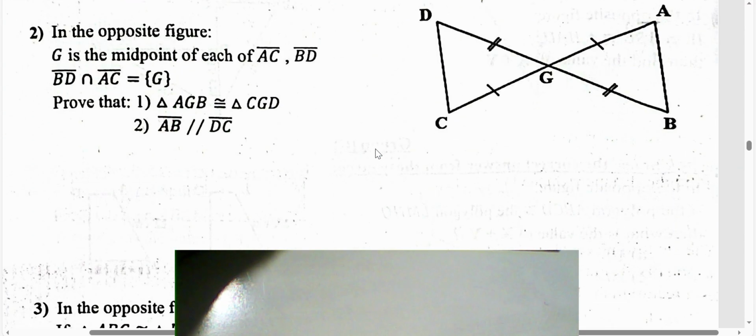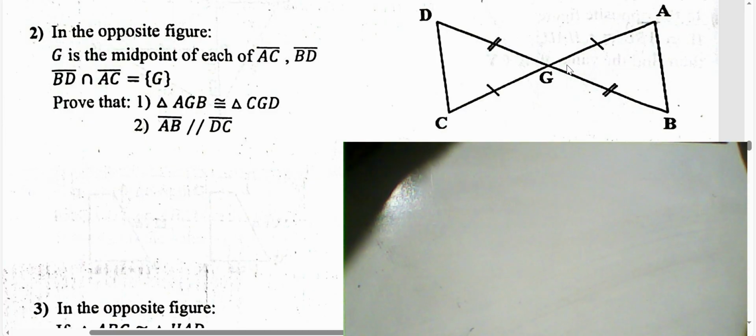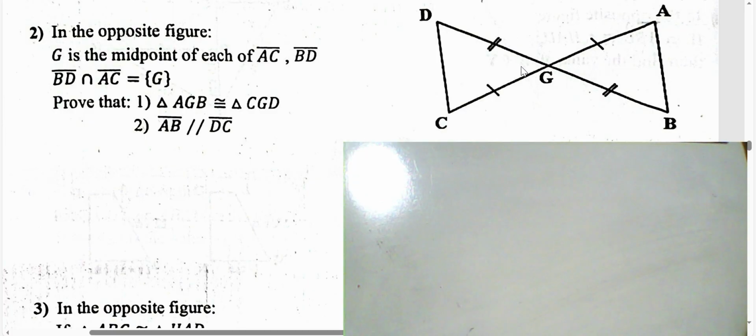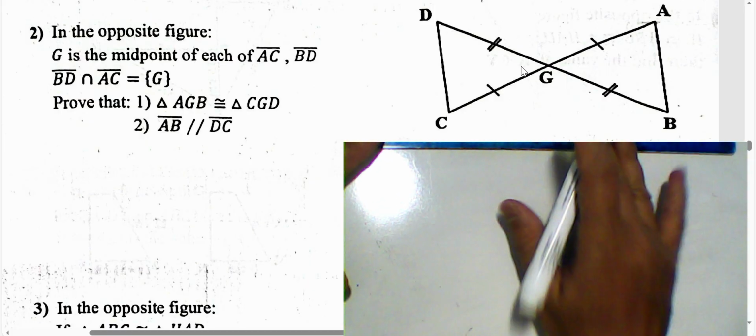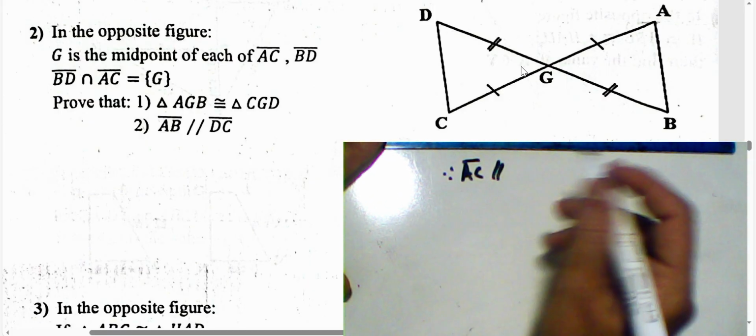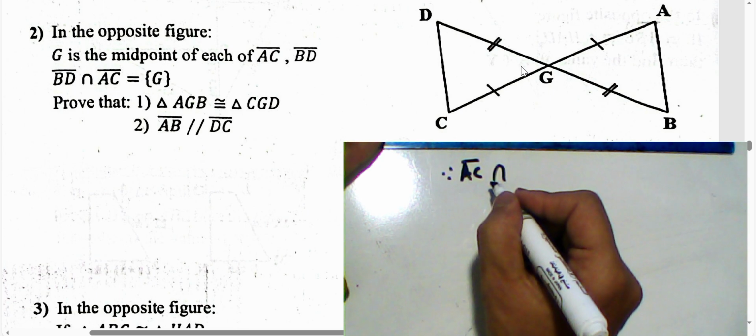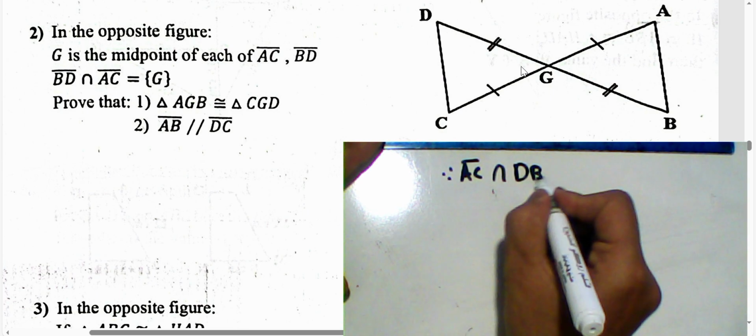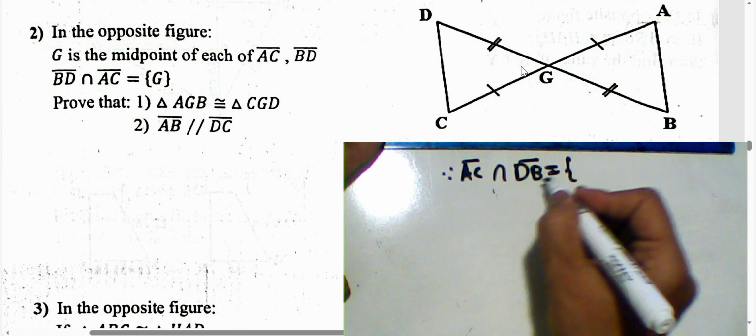Next question. We want to prove that AP is parallel to DC. First step, we must prove that the measure of angle G in the first triangle equals the measure of angle G in the second triangle. We have vertical opposite angles here. First step, we can write that AC is intersected by DP at the point G.